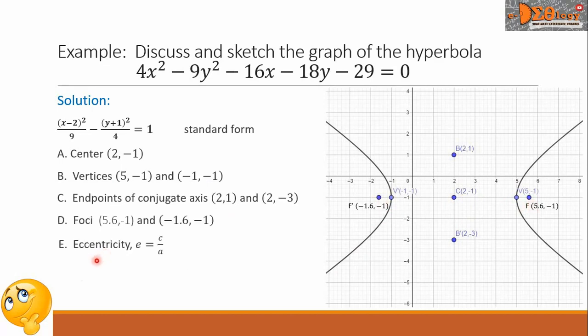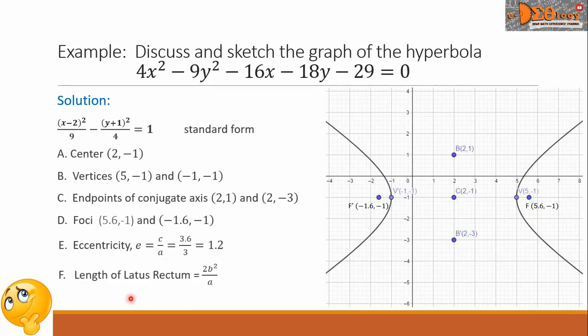Let us get the value of the eccentricity. The formula is e equals c over a. Let us substitute the corresponding values. The value of c is 3.6 over a, which is 3. And this is equal to 1.2.